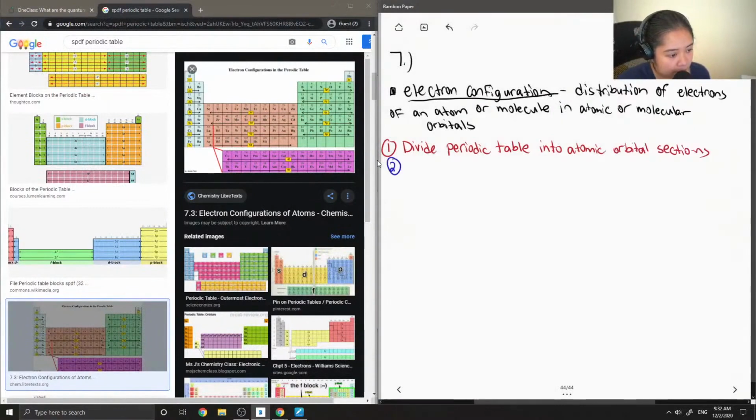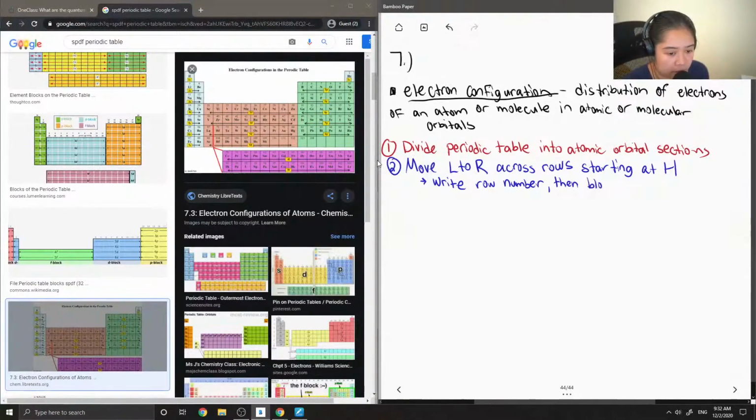So step 2 is to move left to right across the rows starting at H. This means that we are going to first write the row number, then the block letter. So the block letter is either S, P, D, or F.